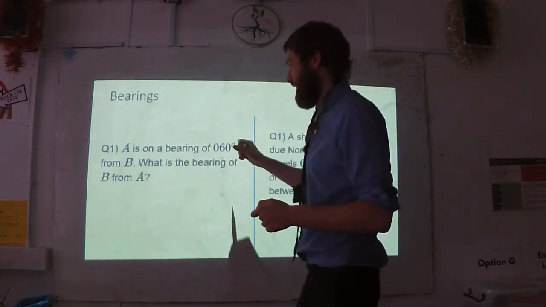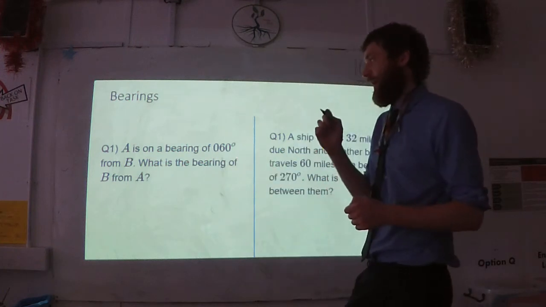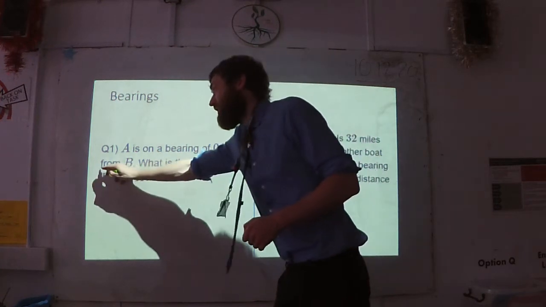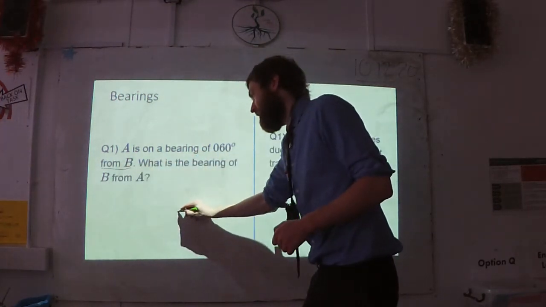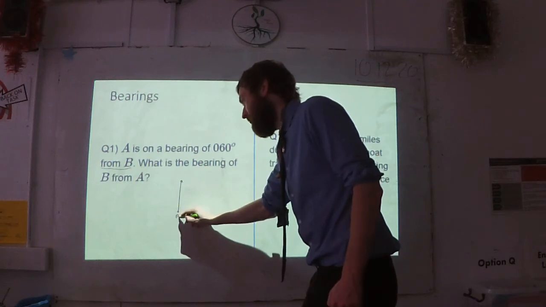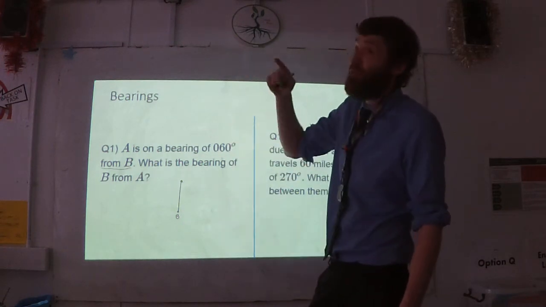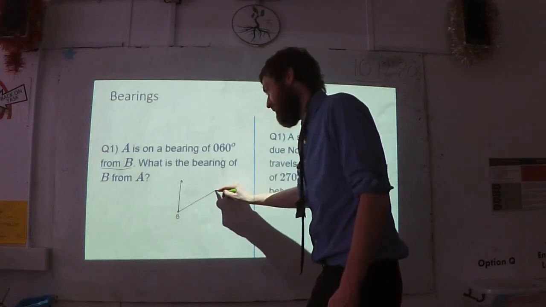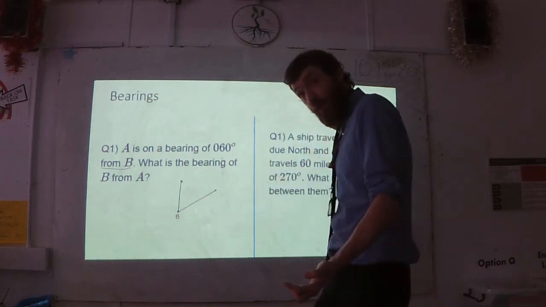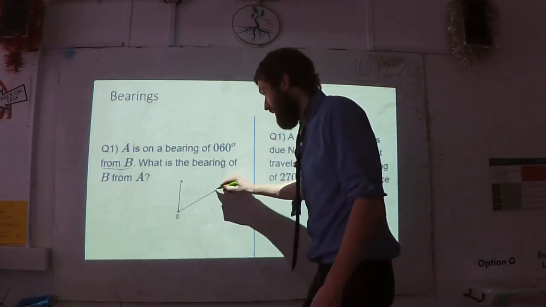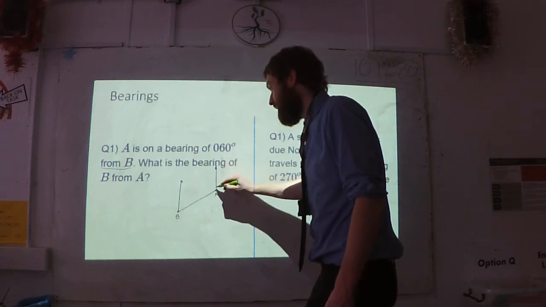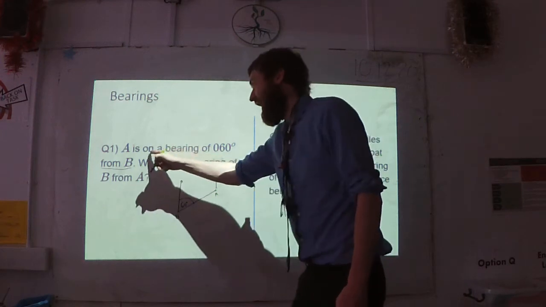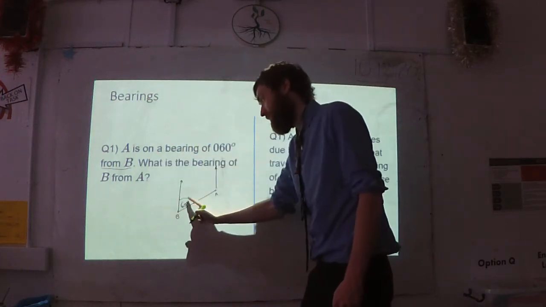So A is on a bearing of 60 degrees from B. What is the bearing of B from A? So I look, A is on a bearing of 60 from B. So therefore because it's from B, we start at B. So I'm going to do that, and I'm going to put B. So A is on a bearing of 60 degrees from B, which means I start at B, and it's like 60 degrees. It doesn't really matter where I end. It doesn't tell me how far, it just tells me what the angle is. And that we'll label as A. And therefore this would be 60 degrees, because A is on a bearing of 60 from B to A.